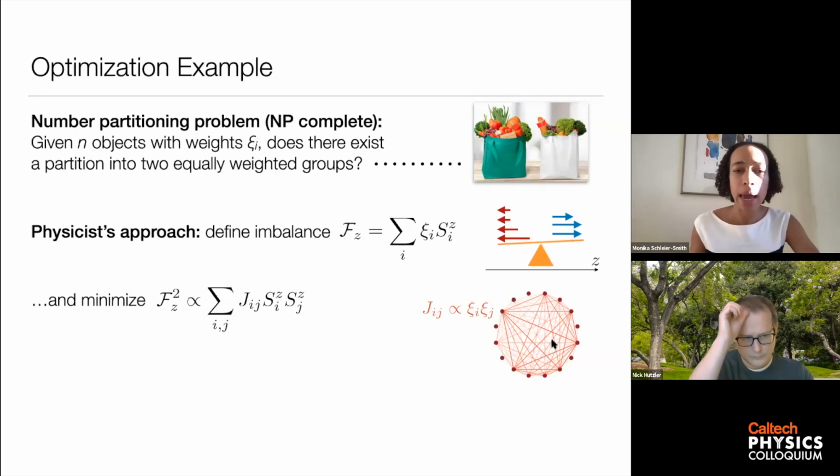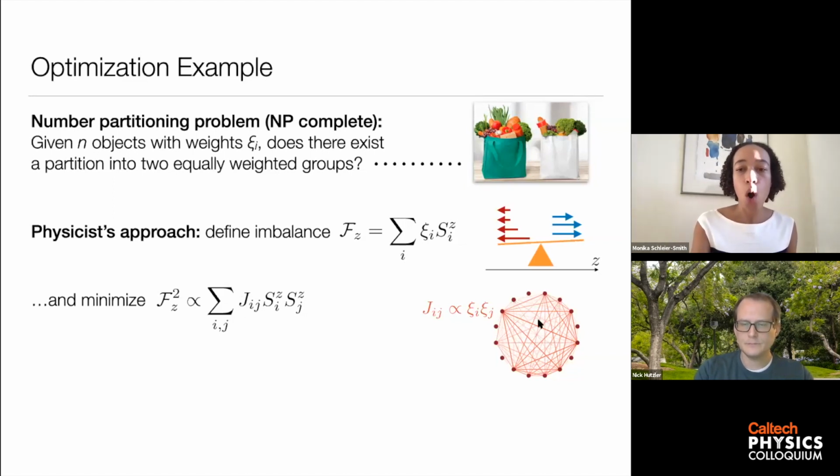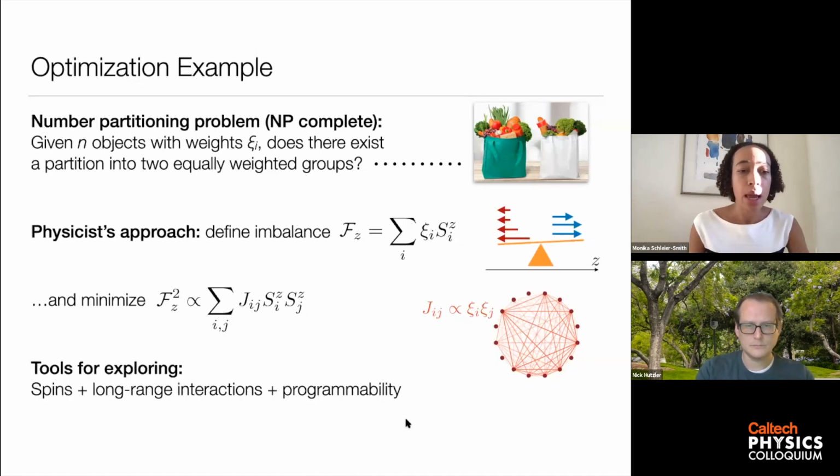So in particular, if you'd like to encode a specific problem, then you'd like to be able to have some control over the strength of interaction between different pairs of spins. And in this example, actually, you'd like any spin to be able to talk to any other. So you'd like to have really quite versatile control in the sense that these interactions shouldn't just be constrained by physical locality. So in particular, the tools you'd like to start exploring this type of problem would be some quantum system in which you can encode a spin, long-range interactions, and the ability to program those interactions.